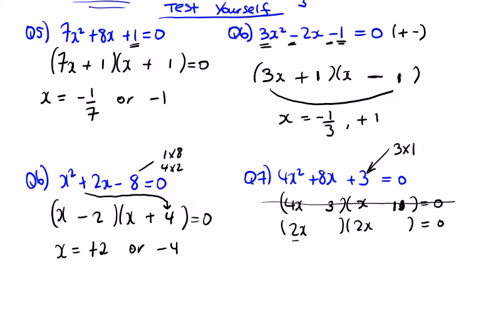So they're both 2's, so it doesn't matter where the 3 and the 1 go. And you can see that we're going to get 6x and 2x is 8x. So x is equal to minus 1 over 2. Where's the minus? Here it is here. And x is equal to minus 3 over 2. So hopefully you got all 4 of them correct. Move on to more difficult ones.